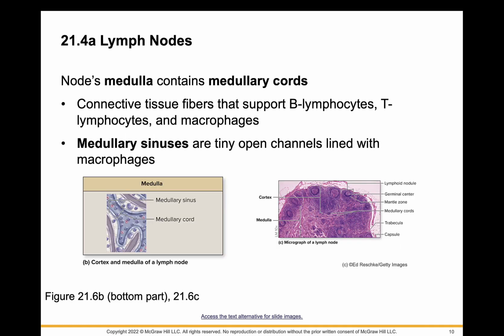Now, another thing we can refer to is that the medulla is going to have what we refer to as medullary cords. These cords are connective tissue fibers that are supporting B cells, T cells, and macrophages. And if we look at the sinuses found in this particular area, they're tiny open channels that are lined with macrophages. So keep in mind, we're really talking about structures that have a fair amount of immune cells. I want you to keep that in mind, because this is the anatomical system that contributes significantly to the functional system of immunity, which is chapter 23.